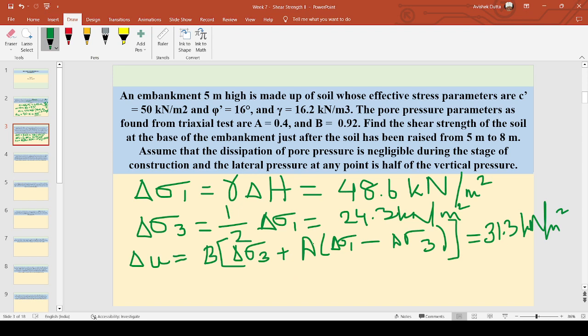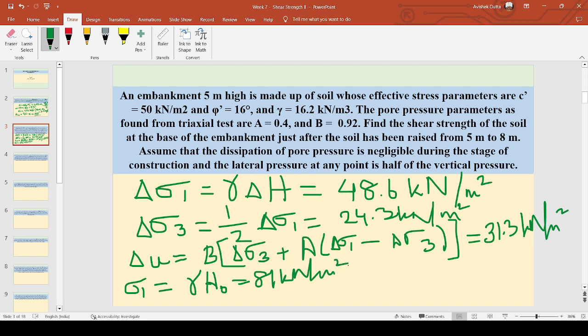Now we have to find the original pressure. What is the original pressure? Initially the height was h0, initially the height was 5. 16.2 into 5 will give us 81 kilonewton per meter square.